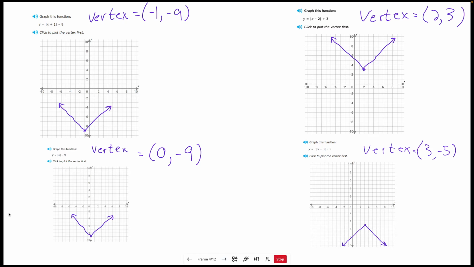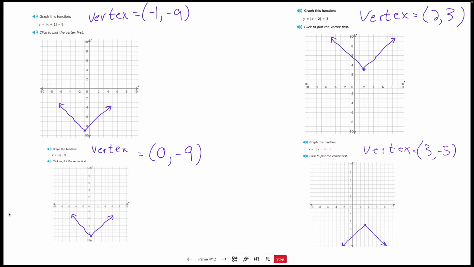So up on the screen, I have 4 graphs. And what I'd like you to do is pause the video and see if you can figure out the pattern here. How do I know whether it faces up or down? How do I know where the graph starts? Where is the vertex? Go ahead and pause the video, take a look at this, and we will talk about the answer in just a second.